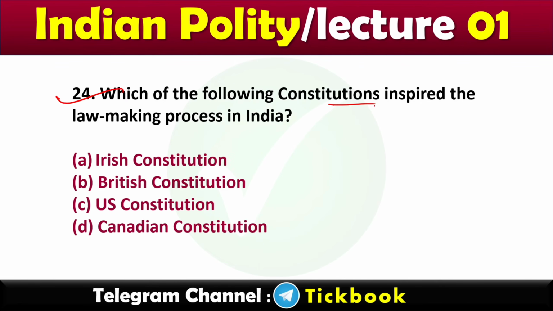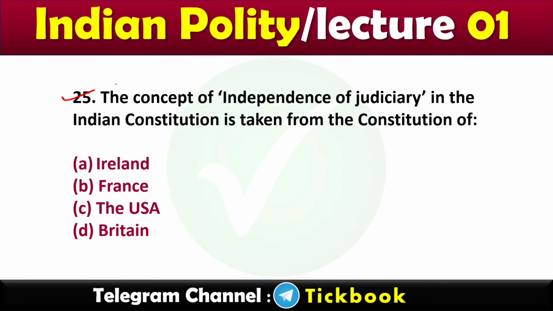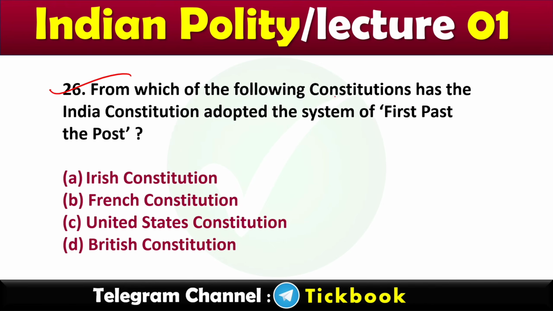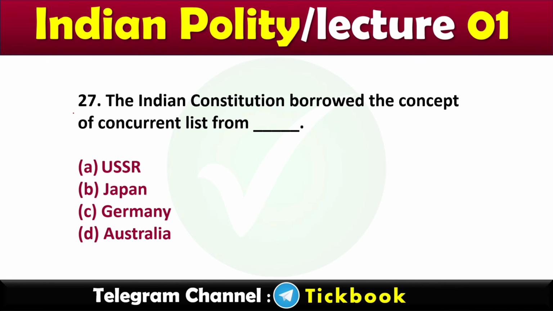24, which of the following constitutions inspired the law-making process in India? Option number B, British Constitution. 25, the concept of independence of judiciary in the Indian Constitution is taken from the Constitution of. Option number C, the USA. 26, from which of the following constitutions has the Indian Constitution adopted the system of first past the post? Number D, British Constitution. 27, the Indian Constitution borrowed the concept of concurrent list from. Option number D, Australia.